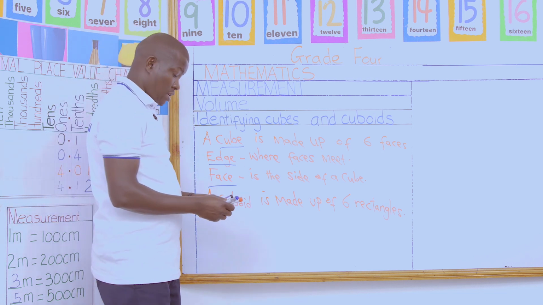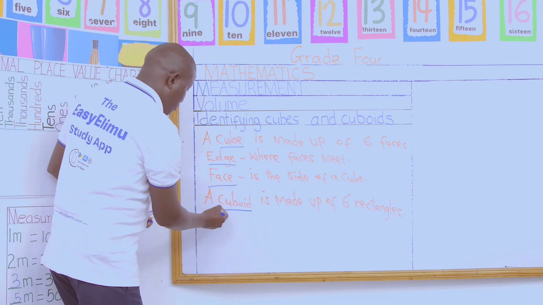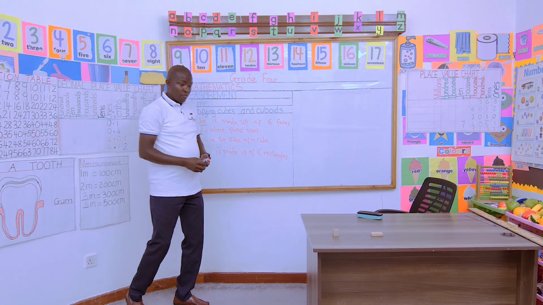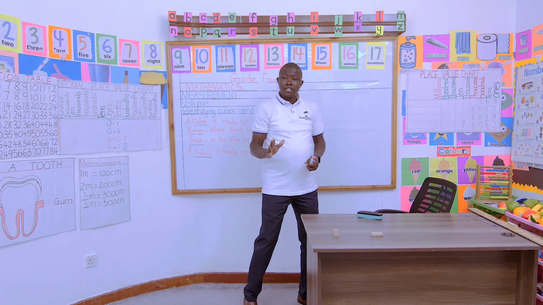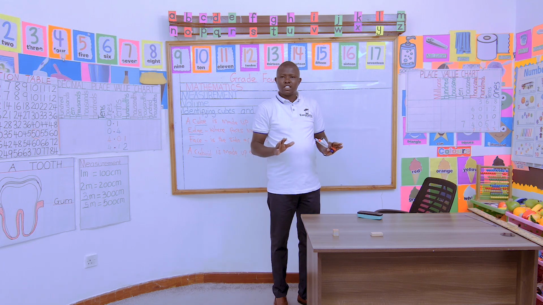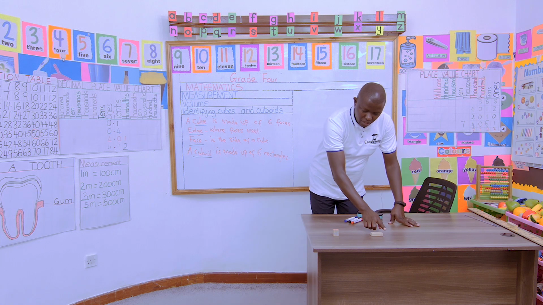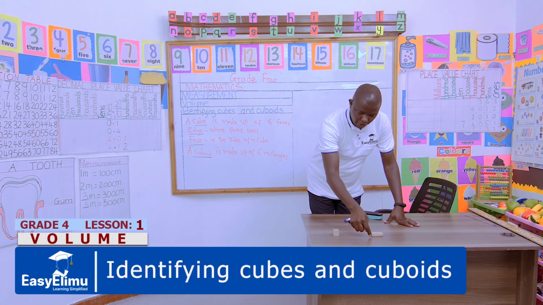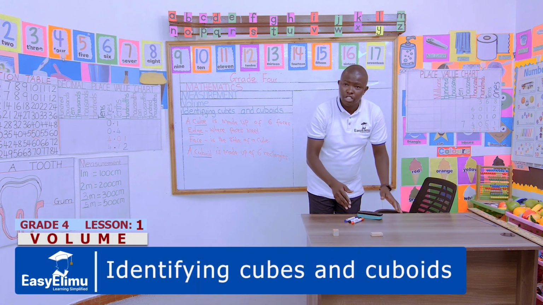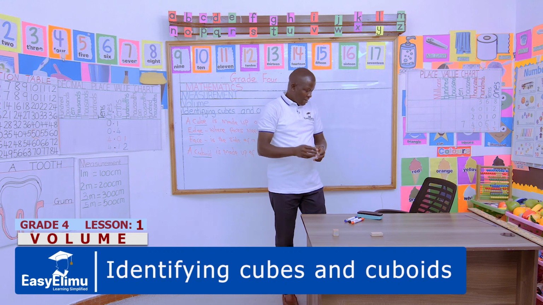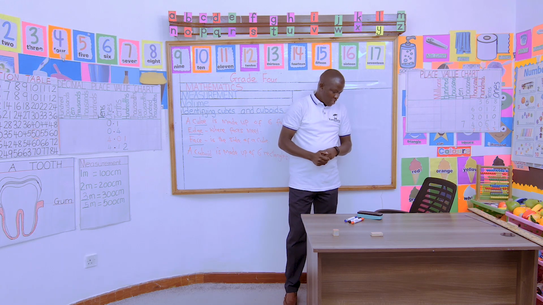So they are how many? They are 6. The faces of the cuboid are in rectangle form. Remember, the faces and the edges remain the same. This is a face, this is a face, this is also another face. Where they meet, we have called it an edge. An edge.